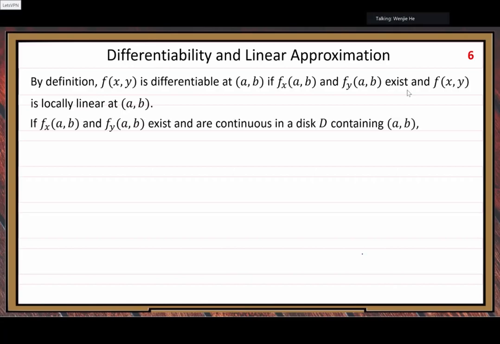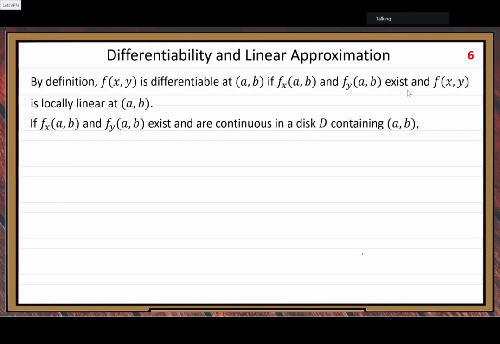Now, remember our goal is we want to do linear approximation, so we want to have the local linear property. Before we apply linear approximation, we need to check if our function has this local linearity property. But the question is, how do you check if our given function is locally linear at the point (a, b)?